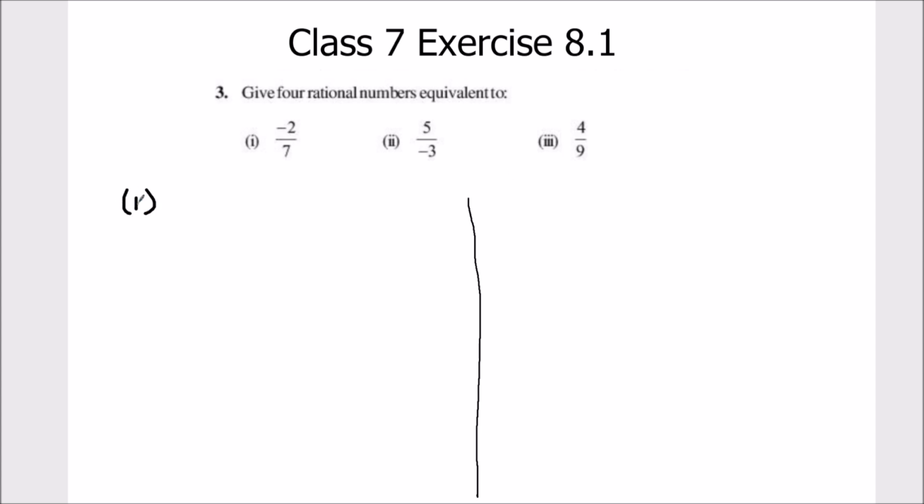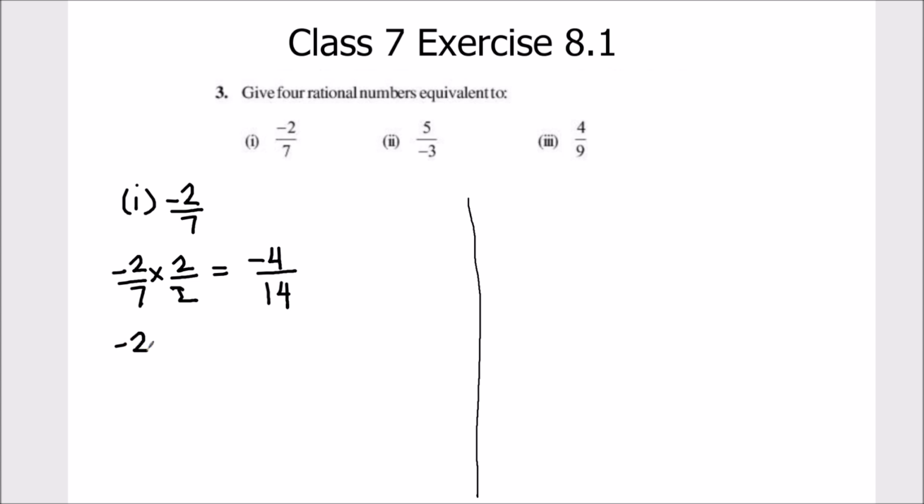The first fraction is negative 2 over 7. We need to find equivalent fractions for this rational number. For finding the rational number which is equivalent to a particular fraction, we are going to multiply and divide this fraction by the same number. Here we have negative 2 over 7. For the first fraction, let's take 2 and multiply and divide this fraction by 2. 2 times negative 2 is negative 4 and 7 times 2 is 14. So this is our first fraction.